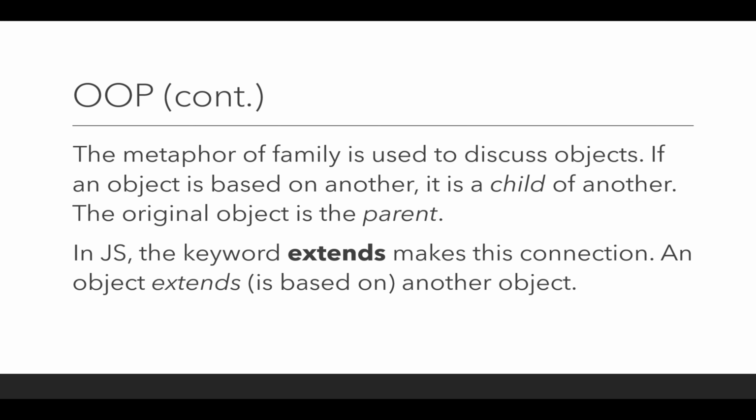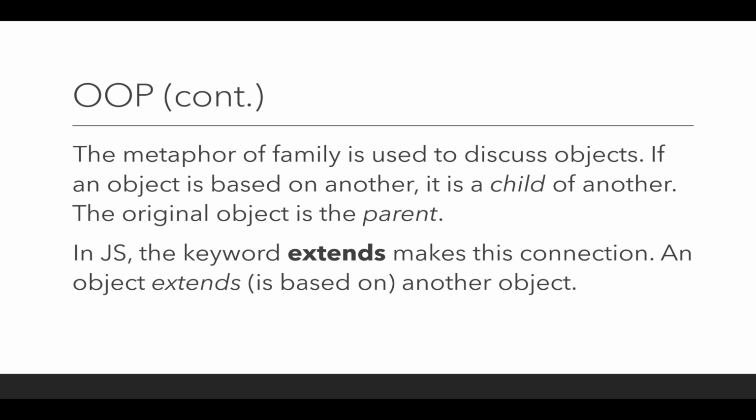If an object is based on another, it is a child of that other object. The original object is the parent. So we have parent objects and child objects. The child is a object of parent, which would make a little more sense when we look at an example.